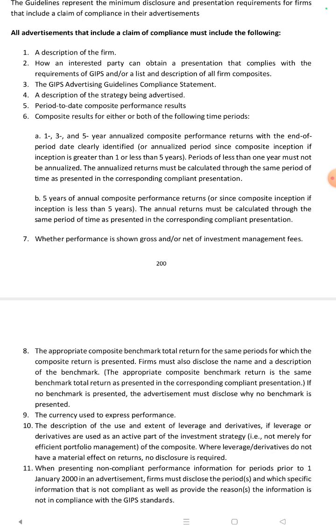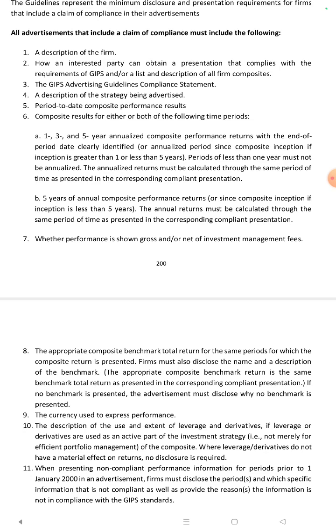All advertisements that include a claim of compliance must include the following: a description of the firm, how an interested party can obtain a presentation that complies with the requirements of GIPS, and/or a list and description of all firm composites. The GIPS advertising guidelines compliance statement, a description of the strategy being advertised, period-to-date composite performance, composite results for either or both of the following time periods: 1, 3, and 5 years annualized composite performance return with the end of period date clearly identified.